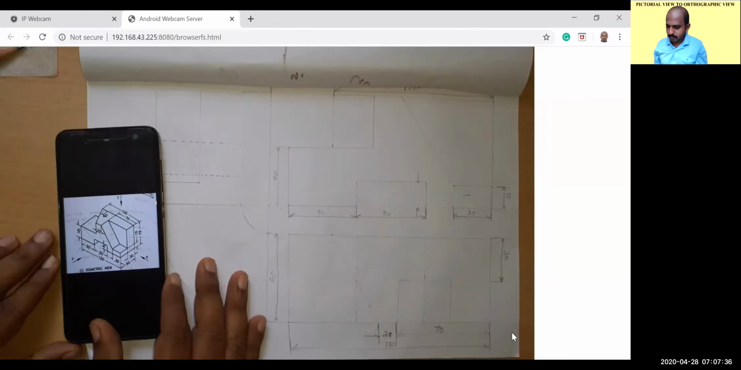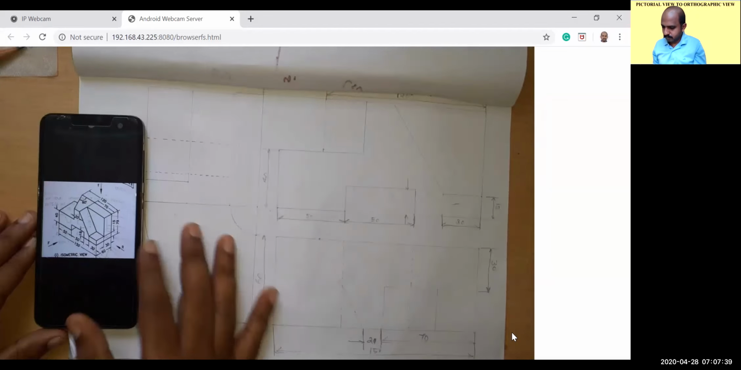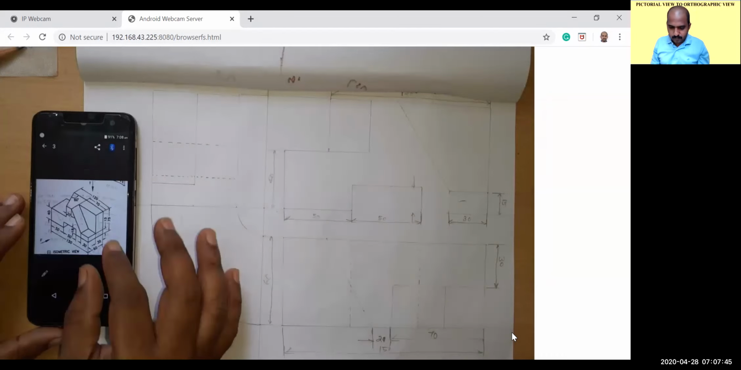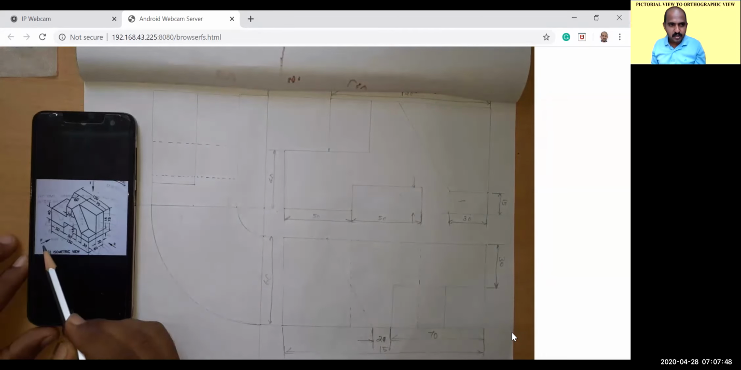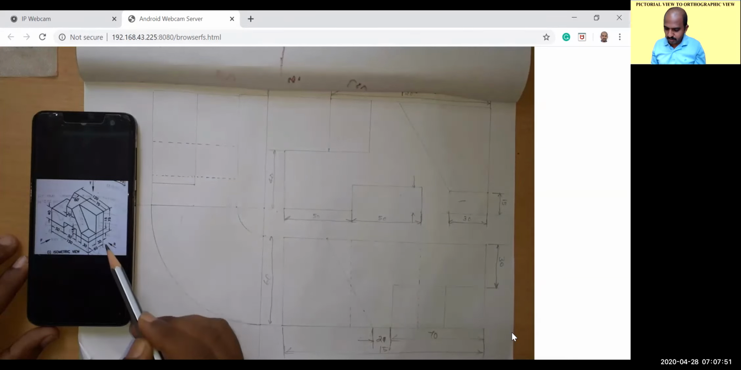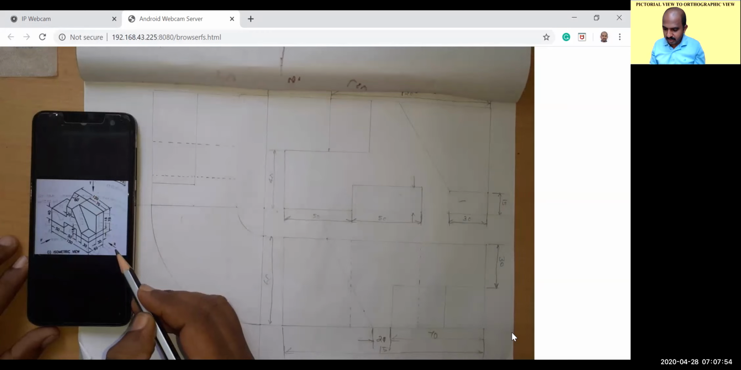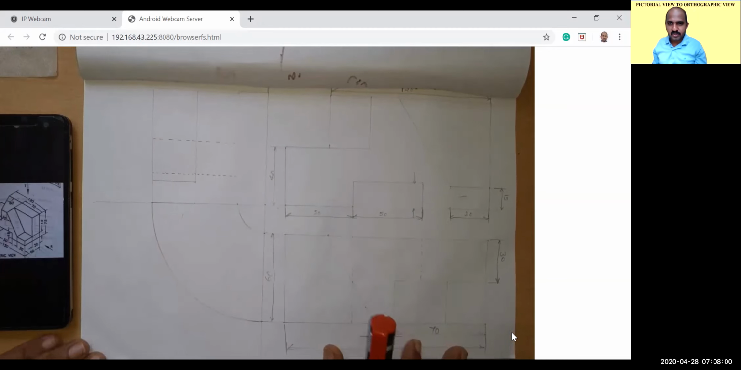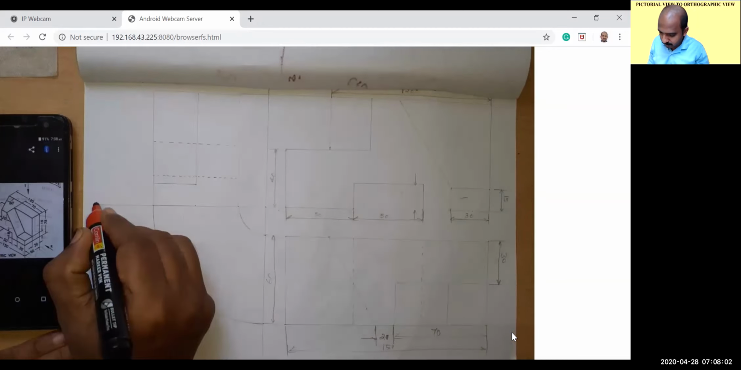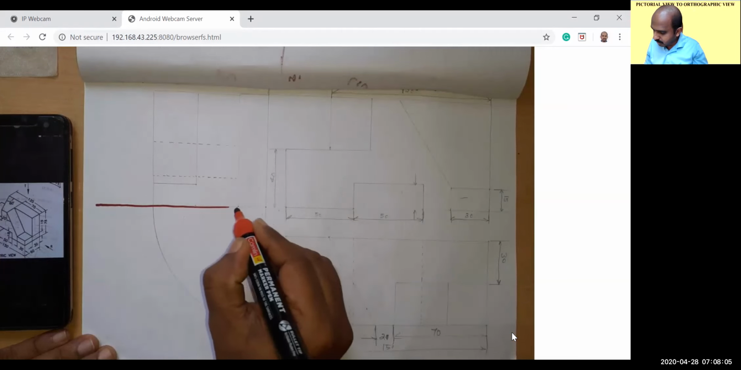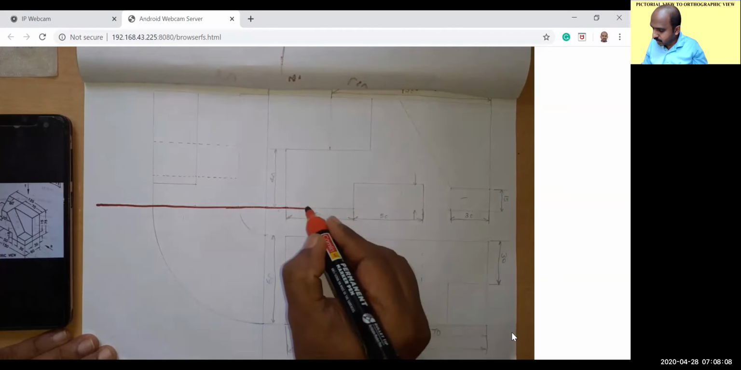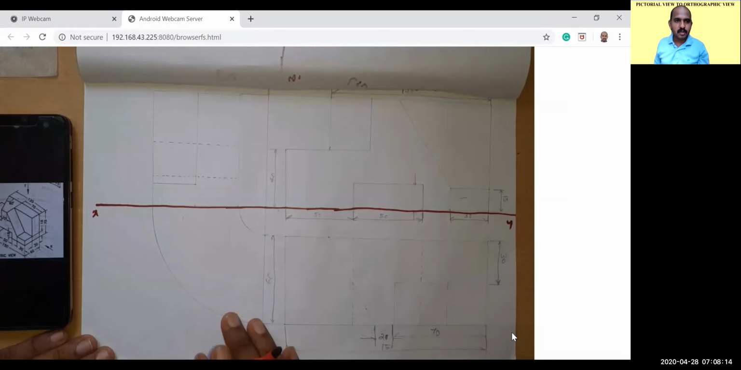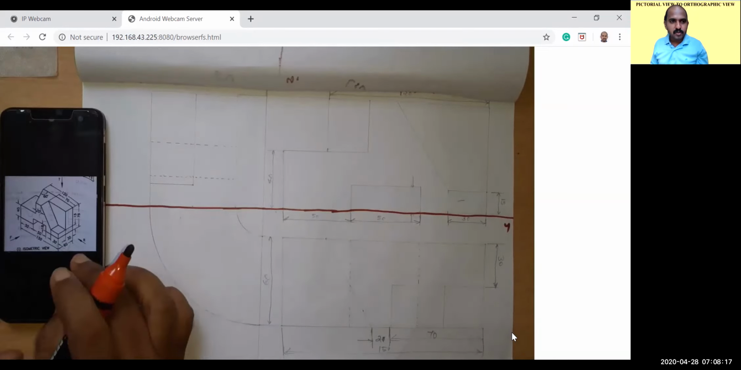Now you can see the question. This is the direction of your front view, the direction of your top view, and the direction of your right view. As I mentioned, you draw the XY line using your H pencil. Now the question asks you to draw the right side view.